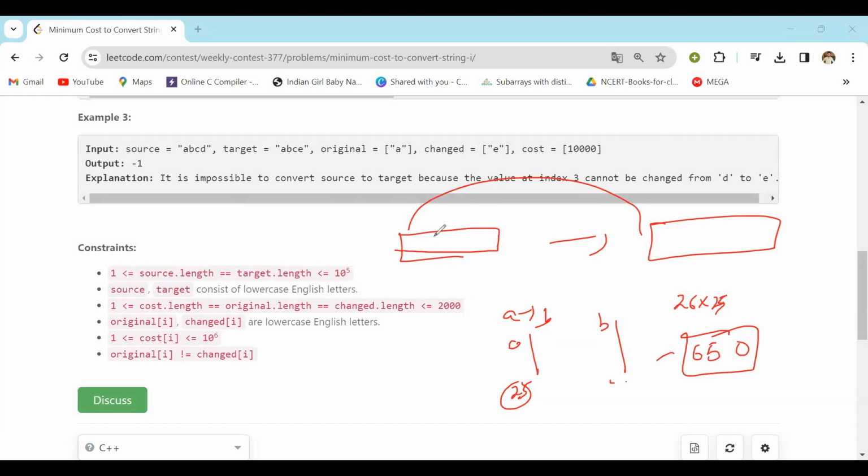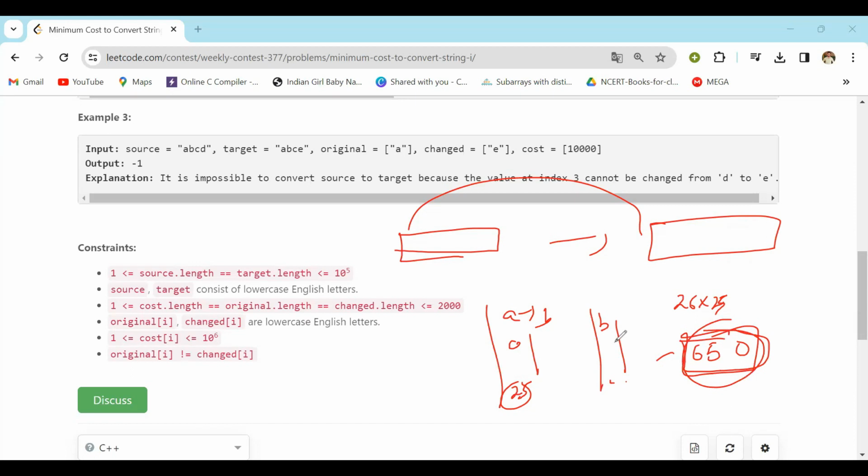What can they give us except this? They can ask us to convert a character from A to B, or from A to C, or from A to D, similarly from A to Z. Similarly, from B to A, B to C, so 25 for each character. Maximum 650 different combinations are possible. Although the string length is 10 to the power 5, they cannot have more than these combinations. So we have to do this thing, okay?